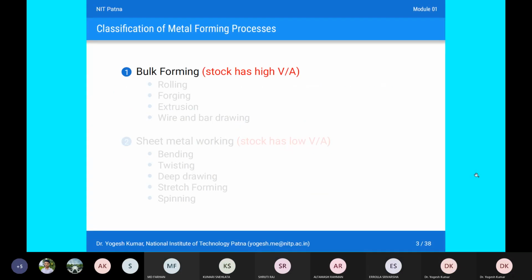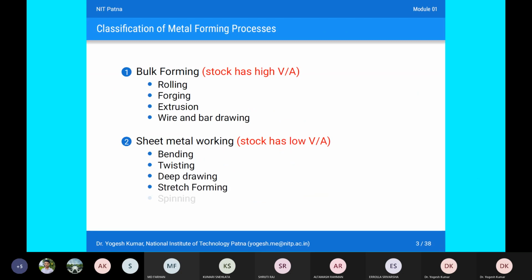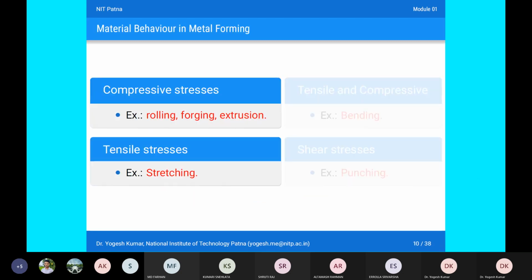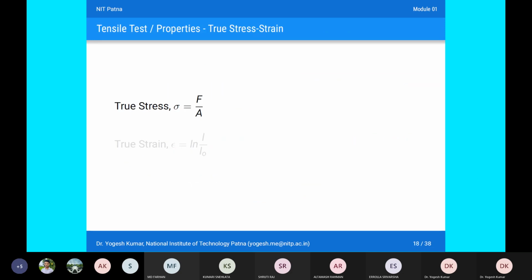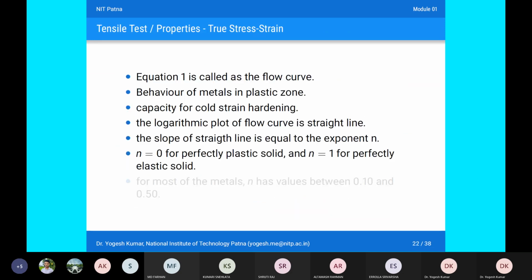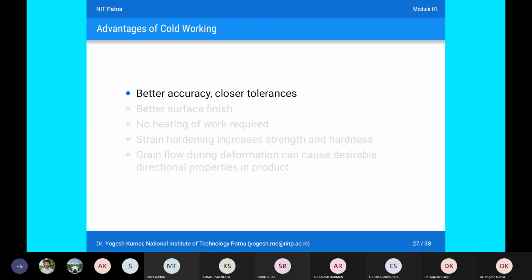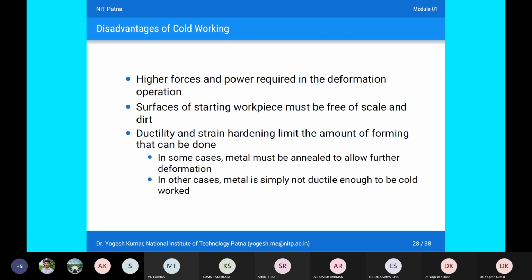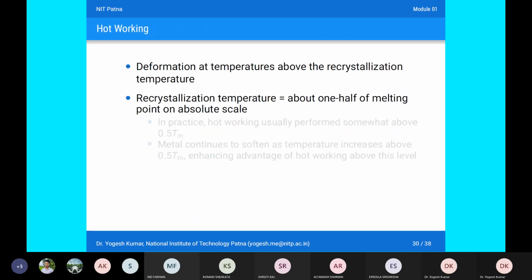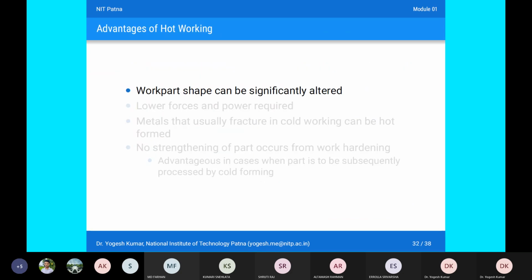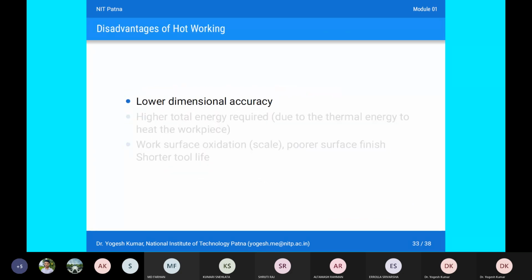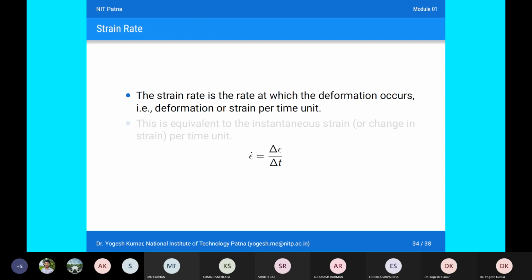Let me come till now. We have covered in this module, we have reached up to strain rate, I guess. Just a second. We have covered temperature effect in metal forming. Yes, up to this.